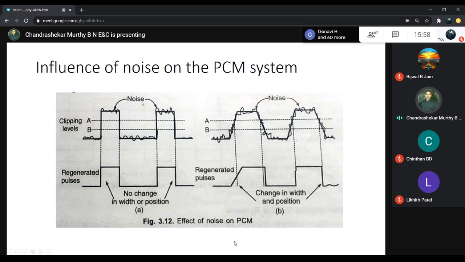In the regenerator, we can easily reconstruct the given uniform signal. That is one advantage here, because in this case both PWM and PPM are affected. So the effect of noise is not much of an influence on this type of signal.